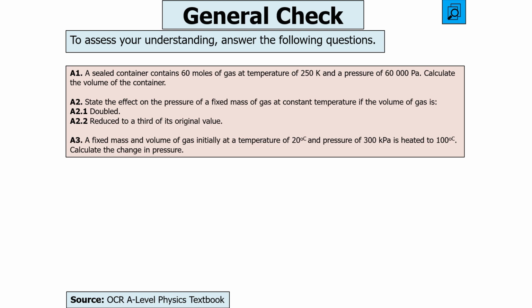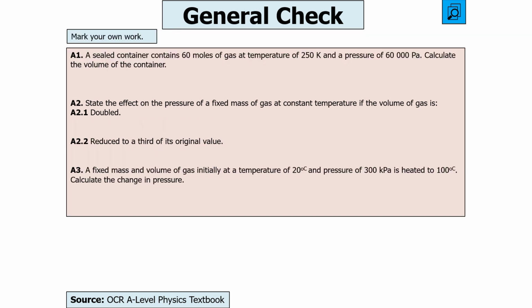So pause the video now, then unpause the video when you want to go through your answer. Right, in this first one, we've got moles, we've got temperature in Kelvin, we've got pressure. So we can say PV equals nRT, the ideal gas equation. So V equals nRT over P. R is the molar gas constant given on your new equation sheet. Pop in all the values, 2.1 meters cubed.